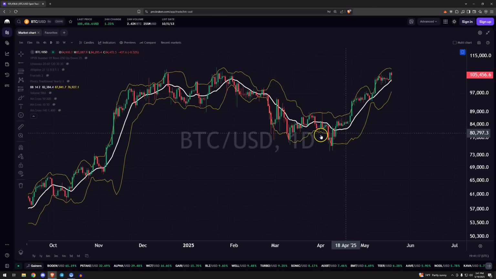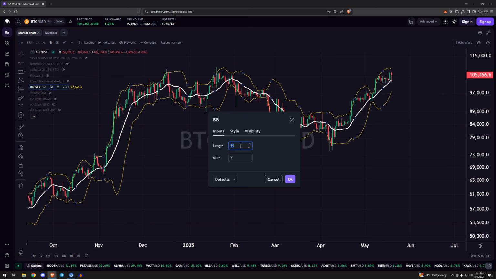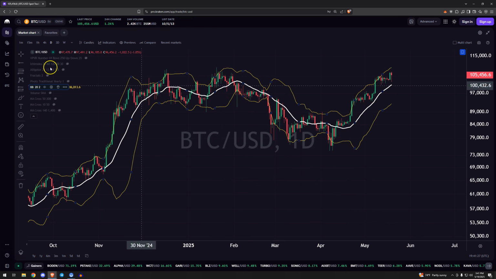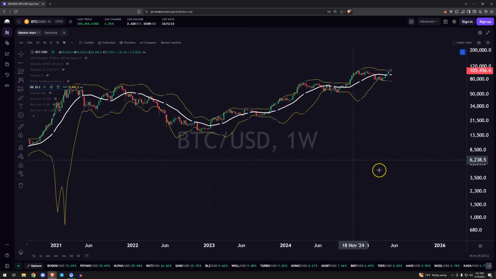Maybe it'll catch things here or there. Again, this is really personal preference. I like to just leave it on 20 and move the time frame up and down. But as we sit here, there's no Bollinger Band squeeze. There's nothing really going on.